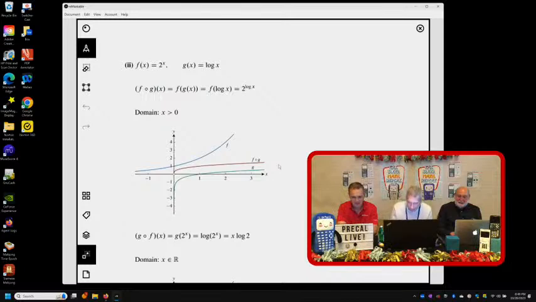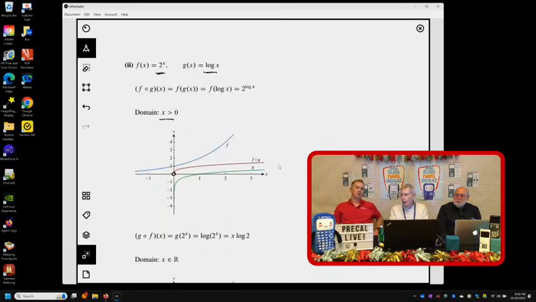So f circle g of x, that's f of the log of x, that's 2 to the log base 10 of x. I'm not going to try to simplify that, but I do want to think about the domain here. The domain for f is all reals, but the domain for the log is x greater than 0. And here are some graphs. That's f, the exponential function. Here's the graph of g, the log base 10. And my f circle g I've drawn with an open circle right here at the origin. Does that make sense?